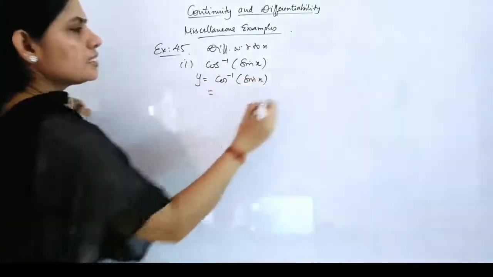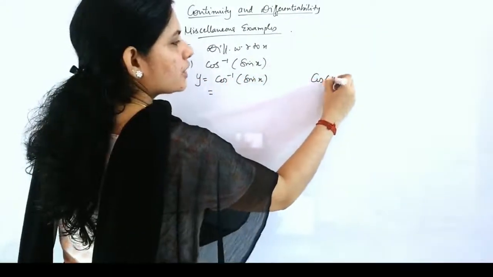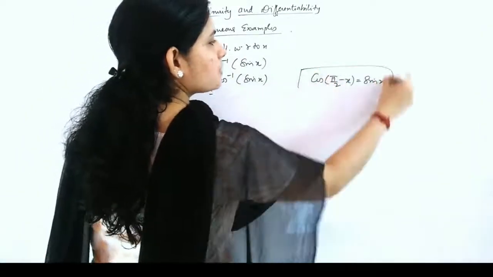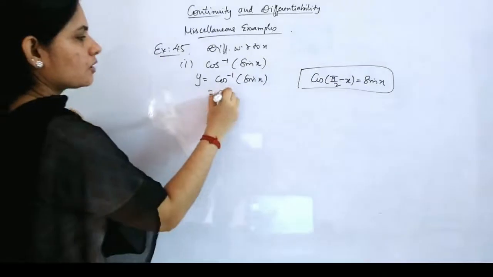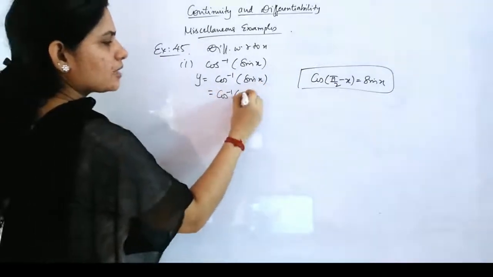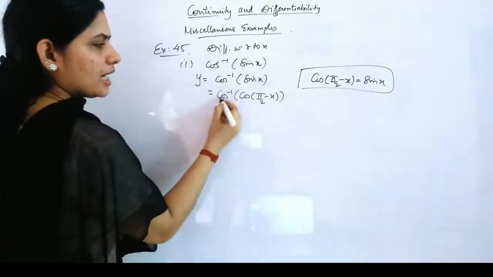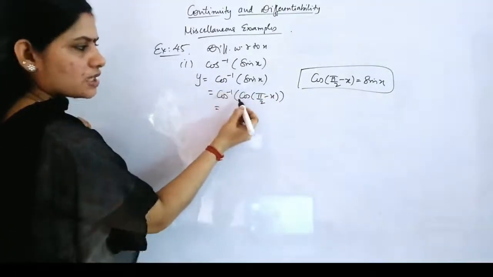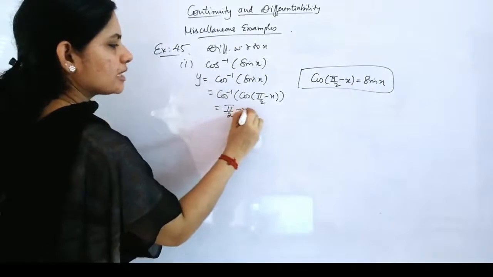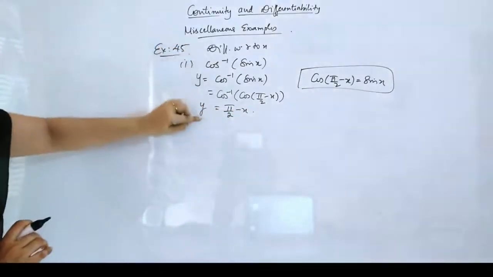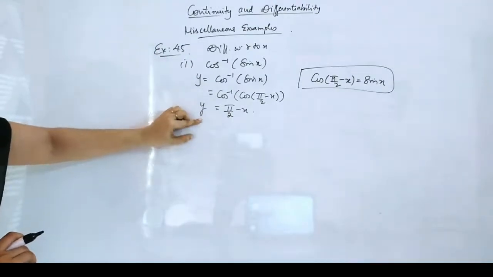Now we know that cos of 90 minus theta, or pi by 2 minus x, is sin x. So we are using this concept here, so that cos inverse of sin x can be rewritten as cos inverse of cos of pi by 2 minus x. Cos inverse and cos get cancelled and you will get only pi by 2 minus x, and this is your y only. That means you have only changed the question. Now you have to differentiate.